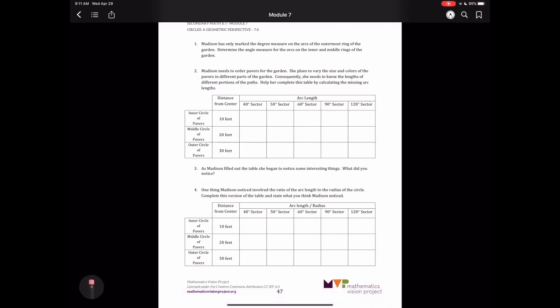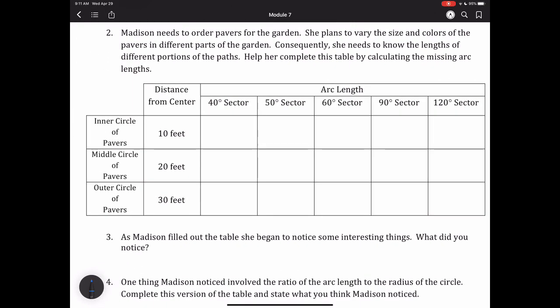Now, number 2 says that Madison needs to order pavers for the garden, and she plans to vary the size and colors of the pavers in different parts of the garden. So she needs to know the lengths of different portions of the path. We need to complete the table by calculating the missing arc lengths. Okay, so the arc length is the length on the circumference of one of those sectors, right? So we need to find the whole circumference of each of the circles, and then we can multiply that by what fraction of the circle we're working with.